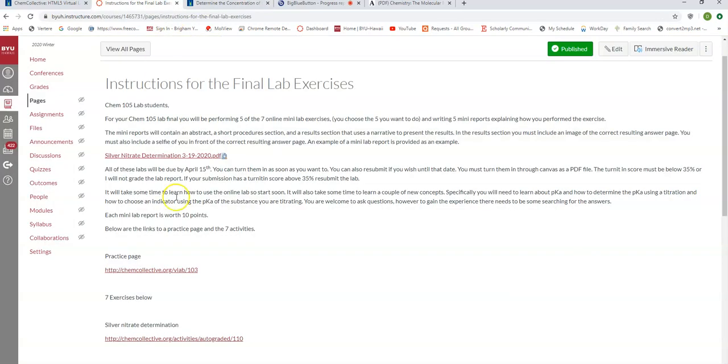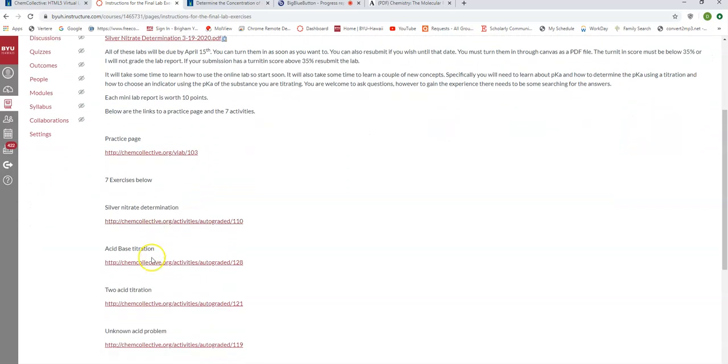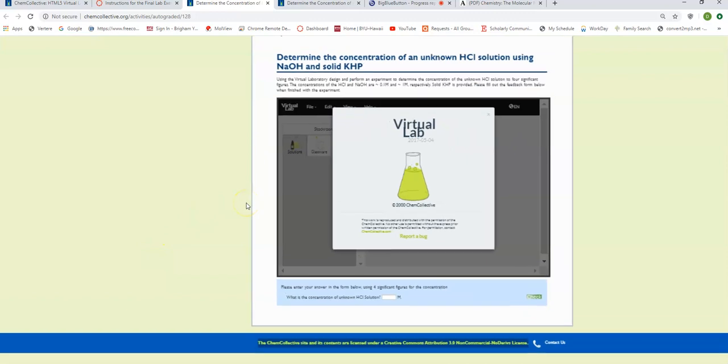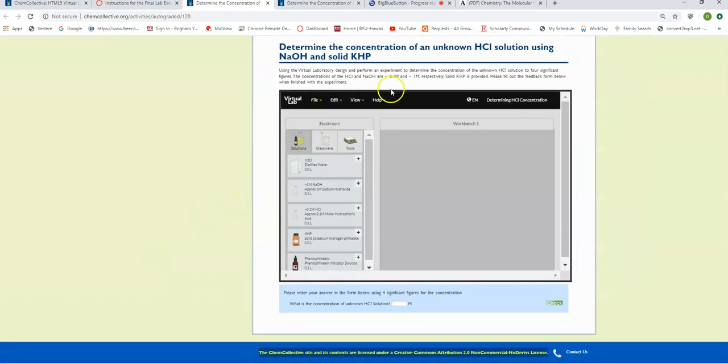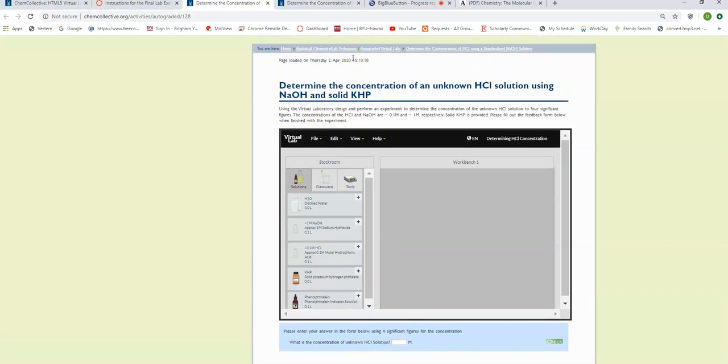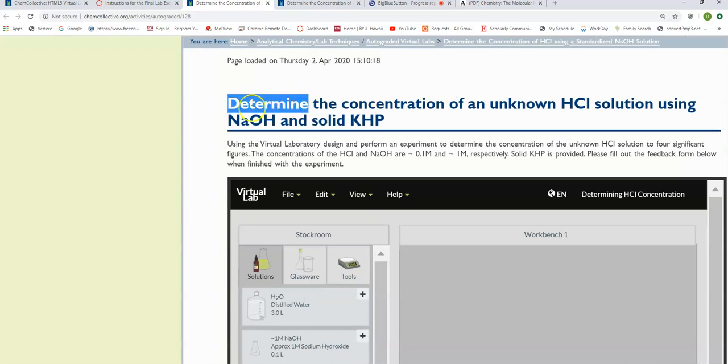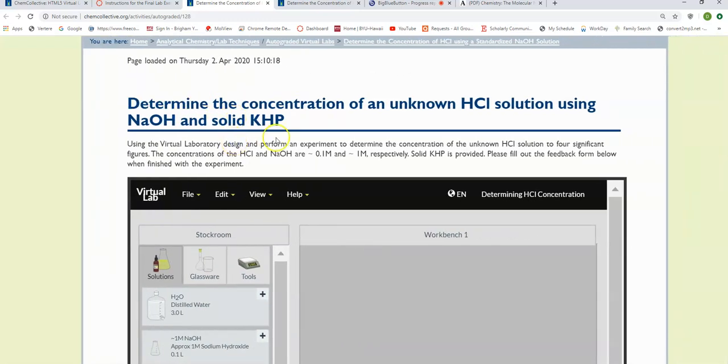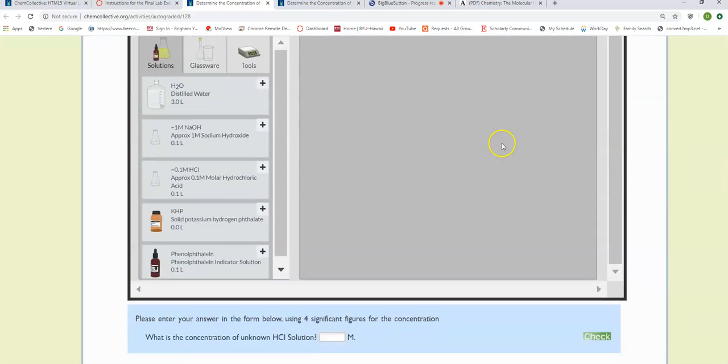All right. Should we try to get a second one? Look at a second one here? Sure. The second one here is our acid-base titration. This one says, determine the concentration of an unknown acid solution using sodium hydroxide and solid KHP. Has some instructions here. Using the virtual laboratory, design and perform an experiment to determine the concentration of the unknown HCl. Let's look at the bottom here. So it does want us to know the unknown concentration of HCl and write the answer here. So that's what we're after.